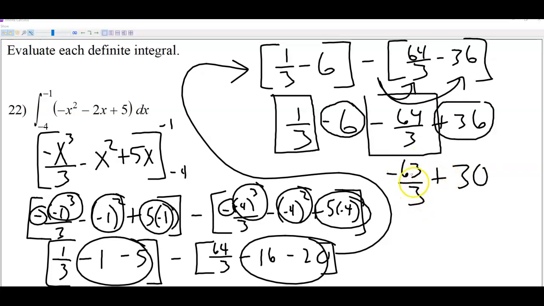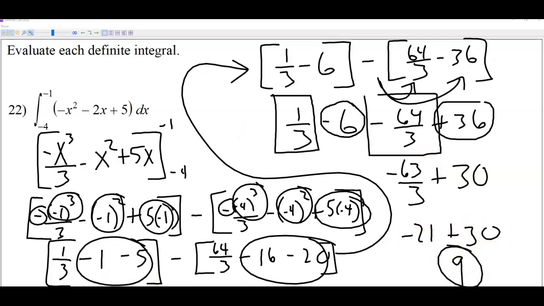Now sometimes you get lucky, like I'm going to get lucky here. These are 3 divides into 63 evenly. But if not, you do need to get a common denominator. But for me, it turns out that 3 goes into 63 -21 times. And then we're left with 9 as a final answer.